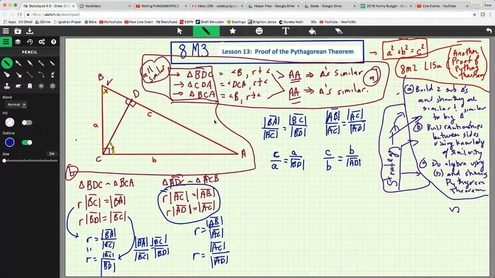Now, we're going to cross multiply both of these. Again, we're doing algebra, so if C over A is equal to A over this, we can cross multiply and say, well, A times A is A squared equals C times BD. And over here, we're going to cross multiply, and we're going to get B squared equals C times AD.